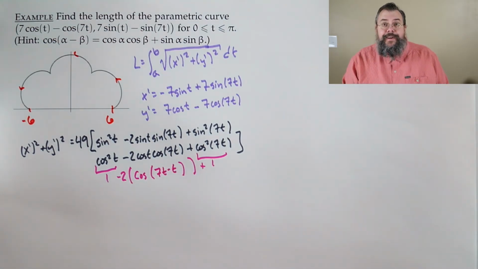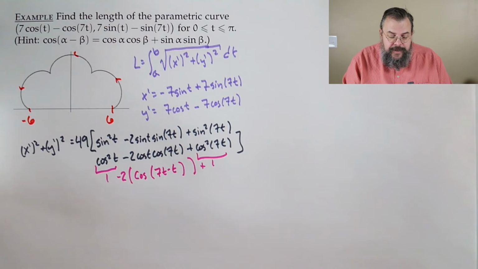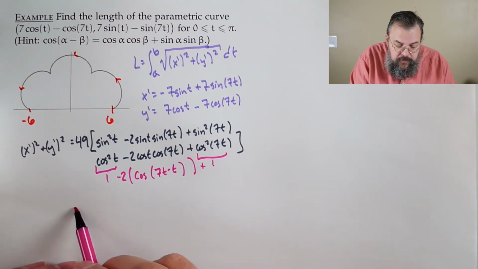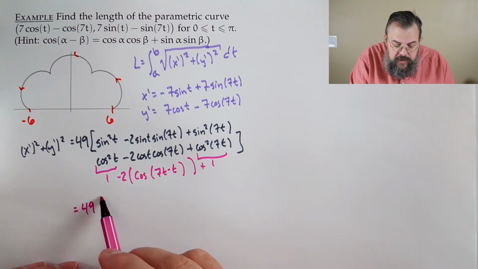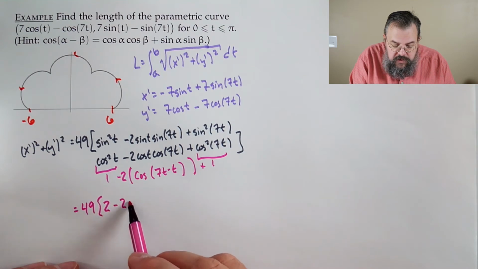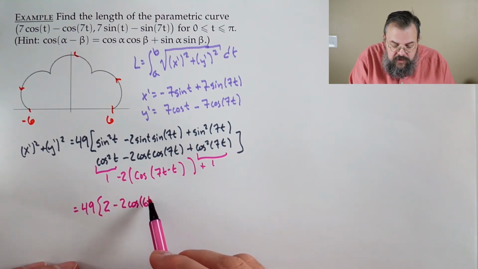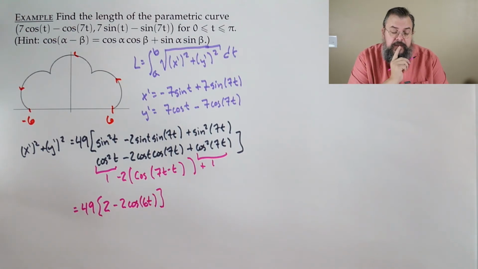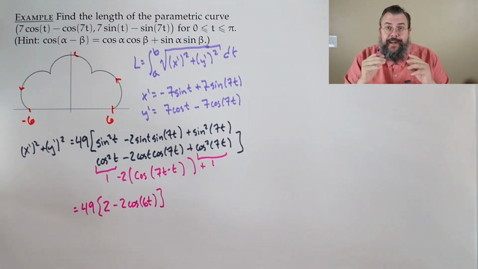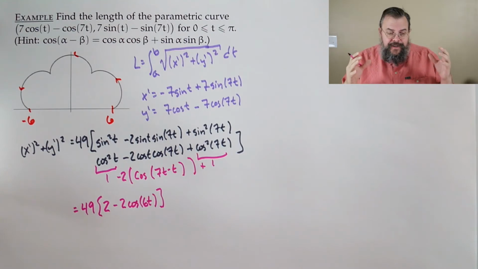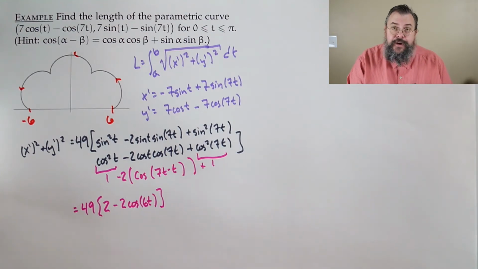All right. Good. So what do we end up with? Well, we now have 49 times, 1 plus 1 makes 2, minus 2 cosine of 6t. Okay, now that's not so bad. But we'd like it to be even better. And what do we mean by better? Well, we'd like it to be a square. Or, at the very least, now I have 2 terms.